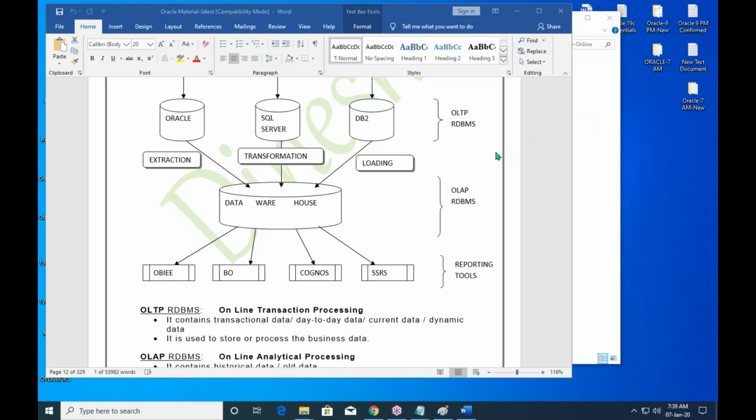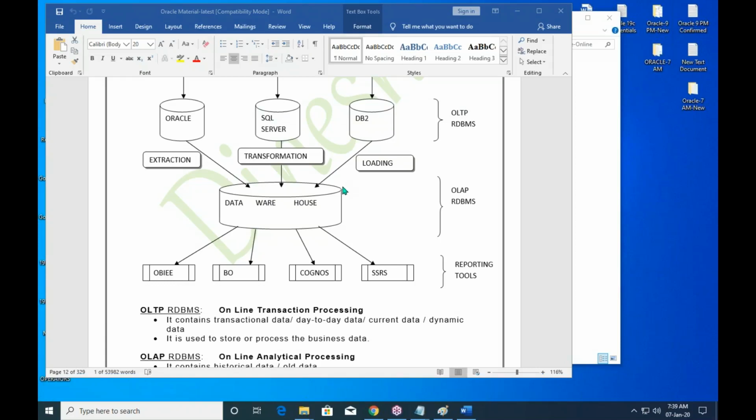Okay, so what are we learning? We are learning about OLTP development, online transaction processing development. How to develop? By using SQL and PL/SQL. We are becoming database developers.